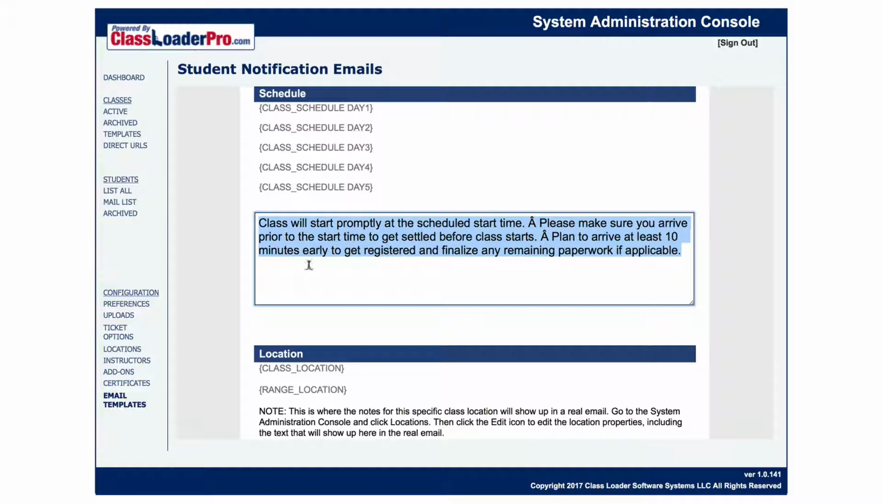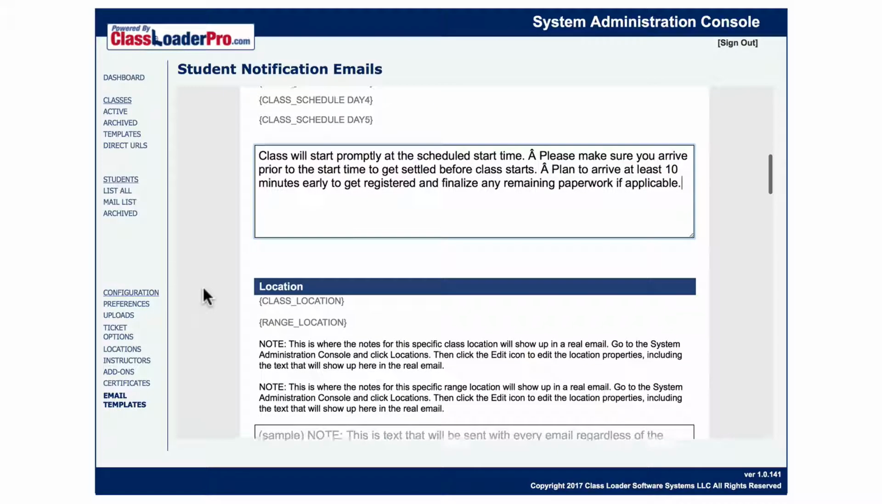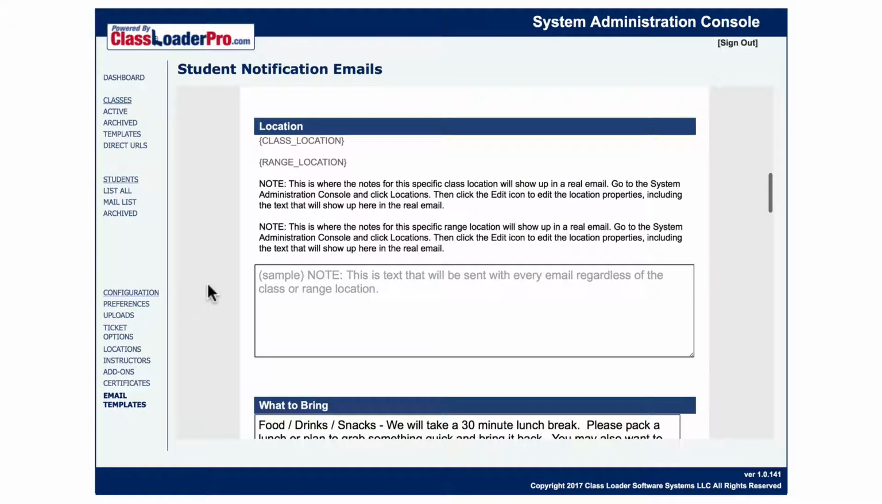So you can change the text that shows up here. Class will start promptly, blah, blah, blah. Whatever you want to put in there. Okay. And then the class location. So it's going to show the class location, range location. And it's also going to show right here and here the text that was associated with these. So let's go look at that real quick.